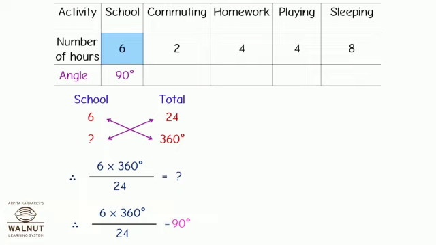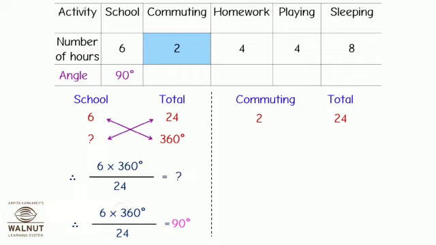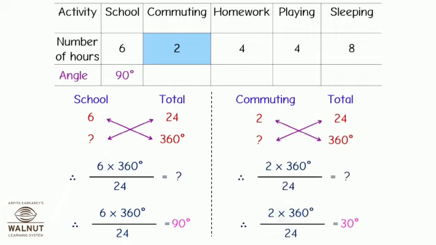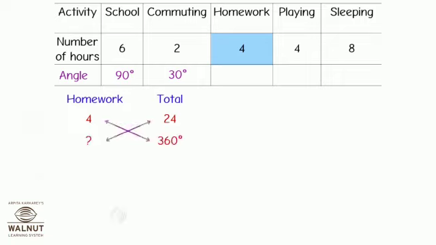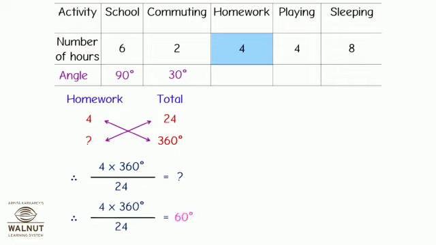Okay. Now, next, for the angle corresponding to commuting, we have to find. For that, we'll compare commuting for 2 hours. Out of 24 hours, 2 hours is commuting. So, 2 into 360 by 24 will give you 30 degree. Now, the angle corresponding to homework is what? Out of 24 hours, 4 hours is homework. So, we have to find the central angle. So, we will get 4 into 360 degree by 24 will give you 60 degree.